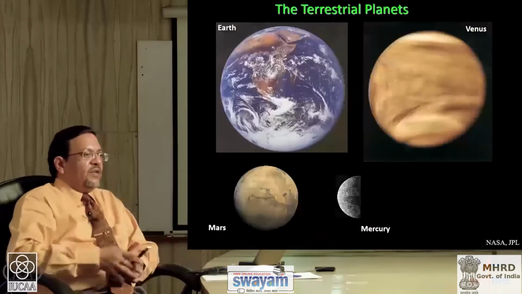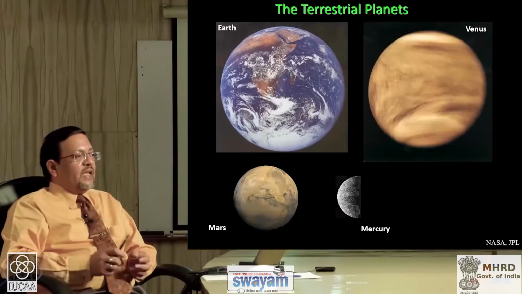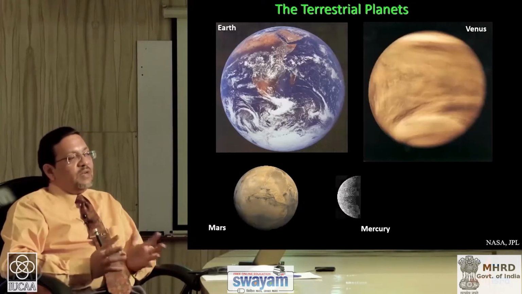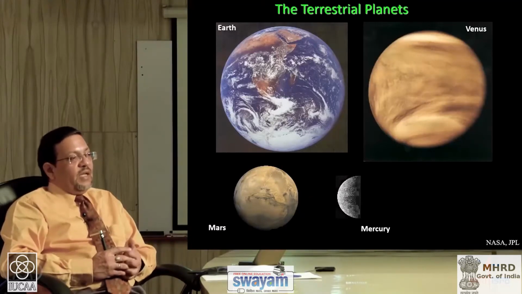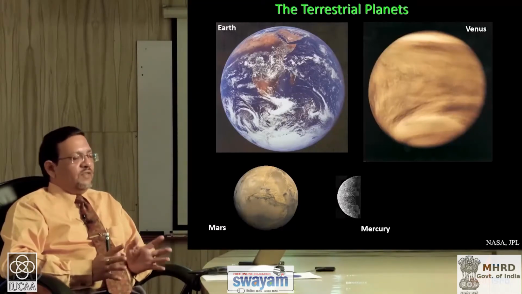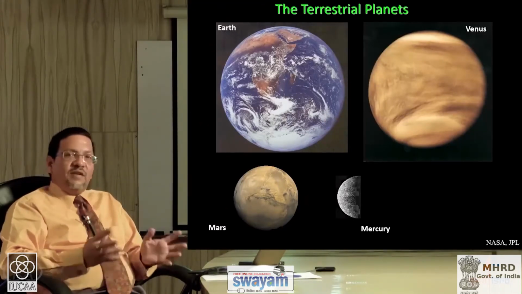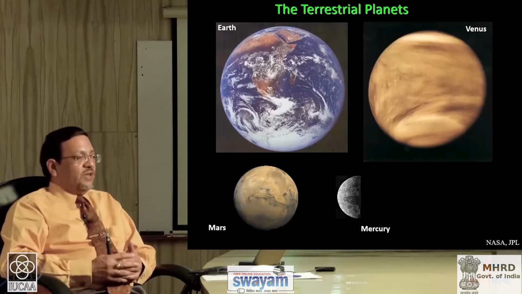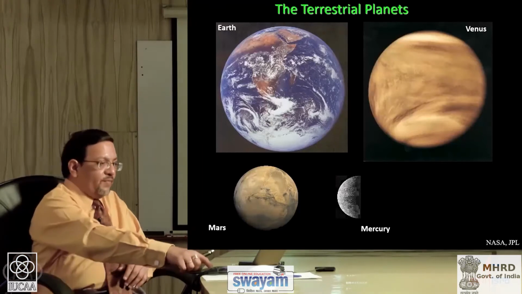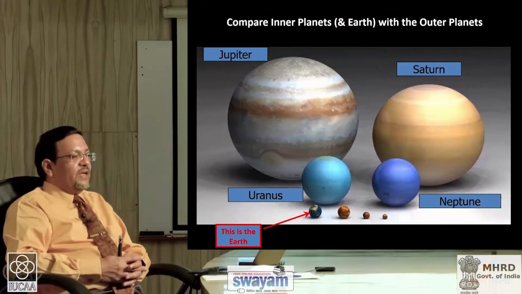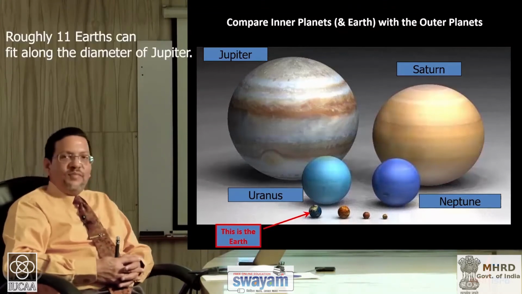Now, in this slide you are able to see the relative sizes of these 4 terrestrial planets. We call them terrestrial planets because they have surfaces very similar to our Earth. And if you look at this, you will say that Venus and Earth are roughly the same size. Mars is roughly half the size of the Earth or Venus. Mercury is about 1/3. But when you compare them with respect to the outer part of the solar system, you can say that Earth is very small.